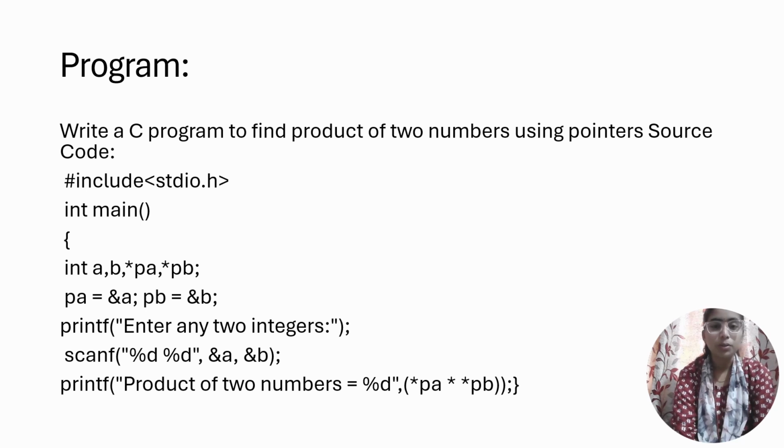Let us look at a program to find the product of two numbers using pointers. Source code: #include <stdio.h>, int main(), open brace, int a, b, *pa, *pb; pa is equal to &a, pb is equal to &b. printf "Enter any two integers". scanf "%d %d", &a, &b. Next, printf "Product of two numbers is equal to %d", *pa * *pb.